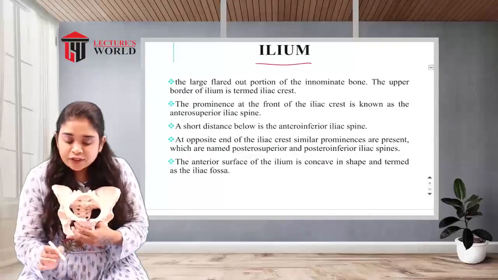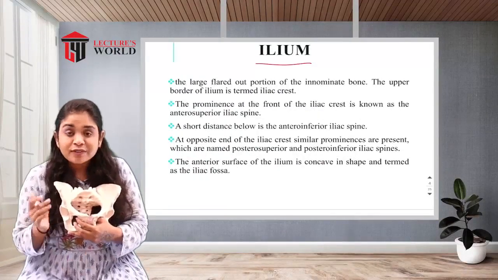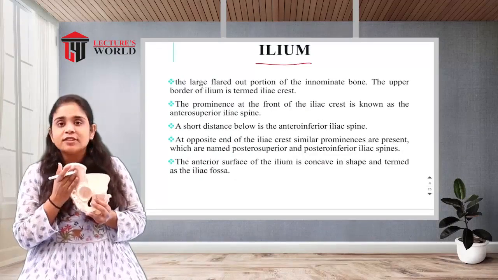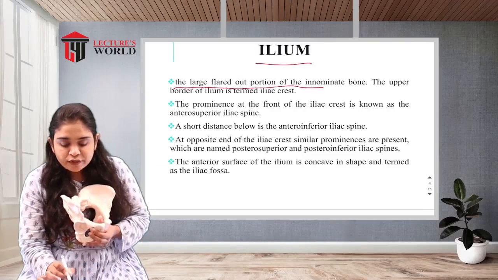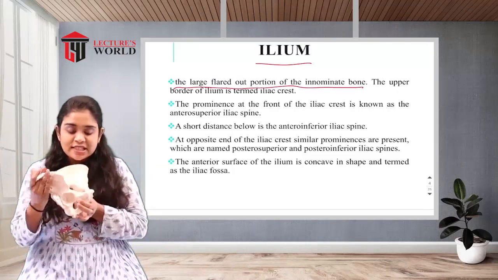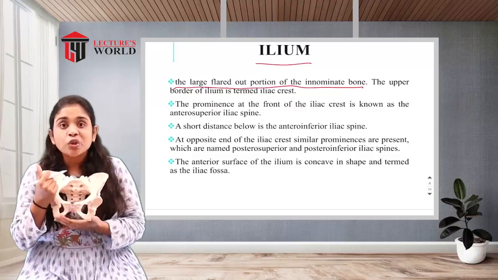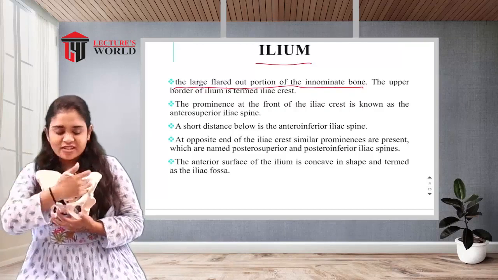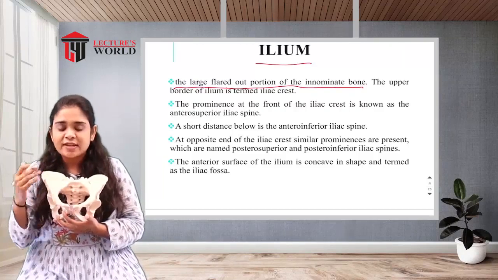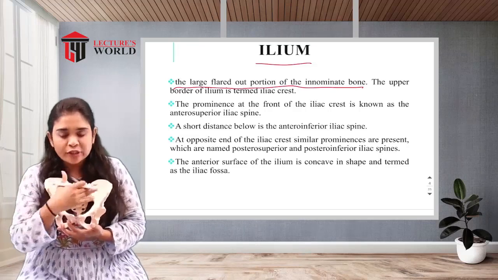Okay, now we will talk about each bone we have seen. First we will talk about the ilium bone. This is the bone we are going to talk about. It is a large flared out portion of the innominate bone. In the female pelvis, this is the largest bone you can see, right? As you can see, it is flared out, with a wing-like shape. That's why it is said to be the flared out portion of the innominate bone.